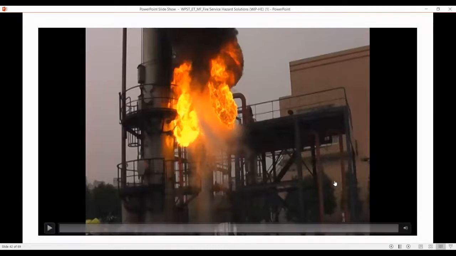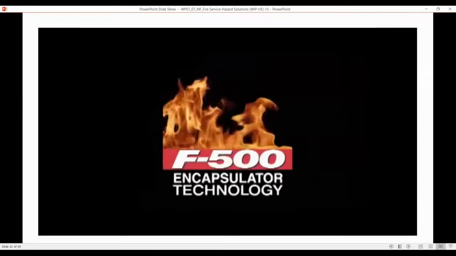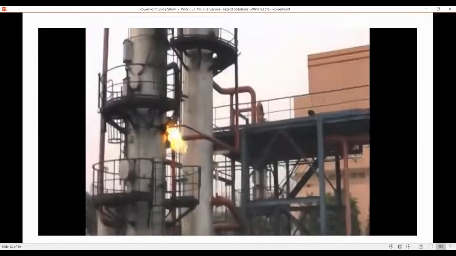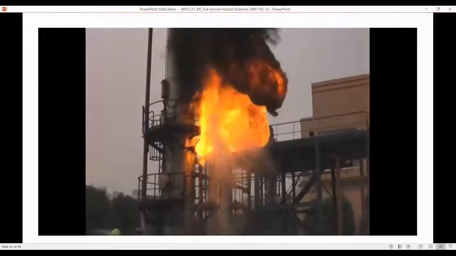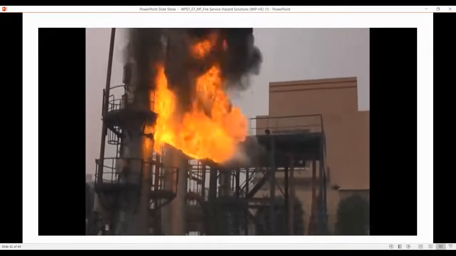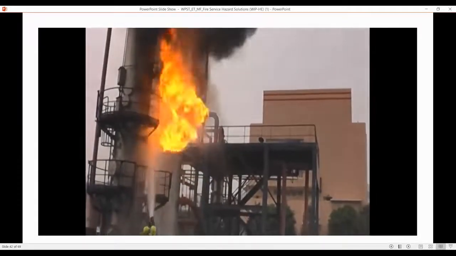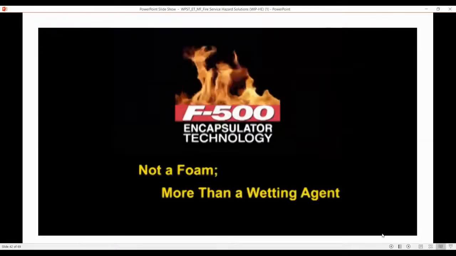Just like you have here, this is a training fire in China on a distillation column. Hazard control technology. So this is going to be flowing gasoline out of that distillation column. And you'll see the rapid suppression with an encapsulating agent on that 3-dimensional flowing, spraying fuel fire. Distillation column fire. The F500 quickly extinguishes the flames by encapsulating the hydrocarbon molecules and cooling the fuel and metal. Cooling the steel, encapsulating the fuel, extinguish the fire.